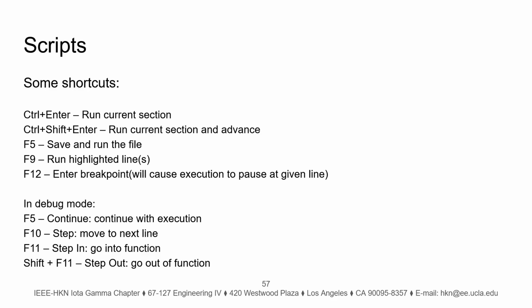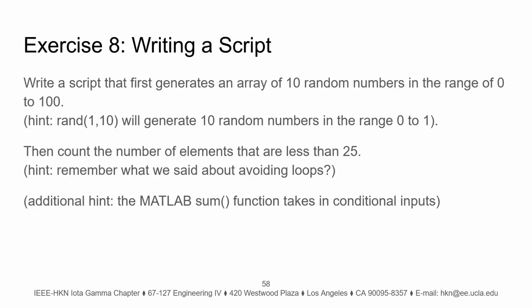Debug mode, which is different from normal mode: F5 will continue, F10 steps to the next line, F11 steps in, going into the function, and Shift F11 steps out, going out of the function. These can be pretty helpful when you want to debug quickly. Instead of moving around your mouse, you can just simply type a single key on your keyboard. So that's pretty convenient.